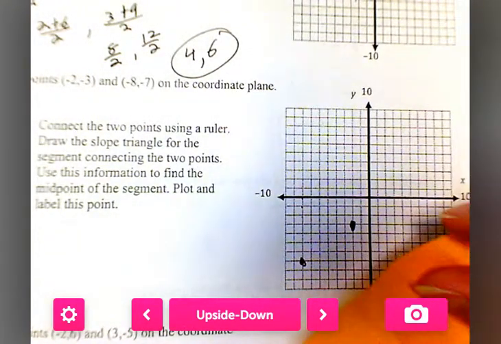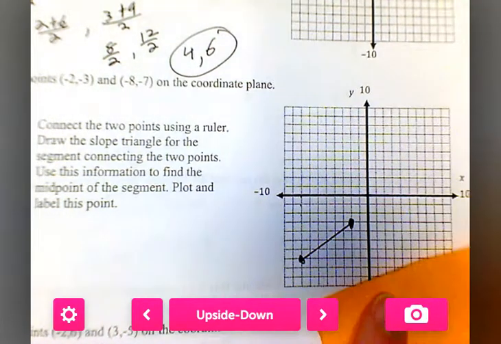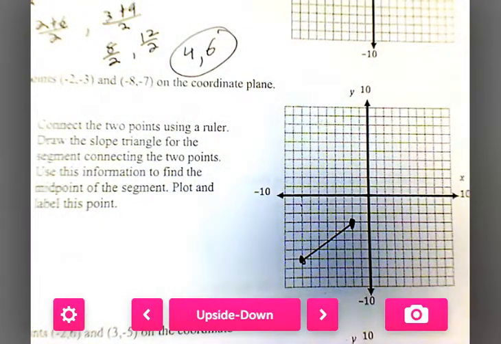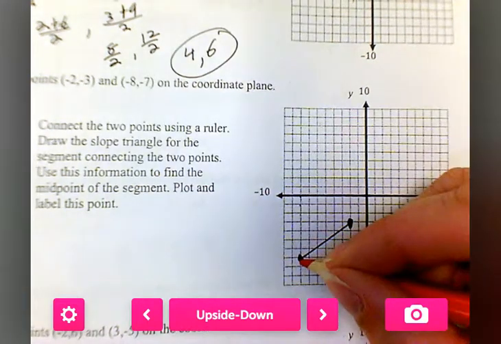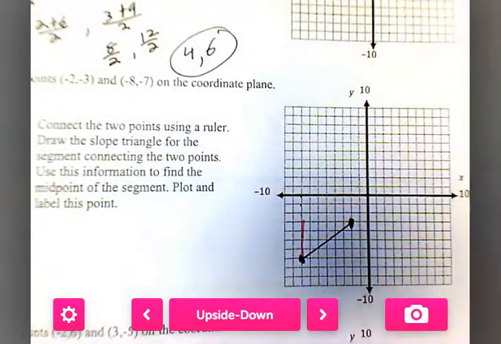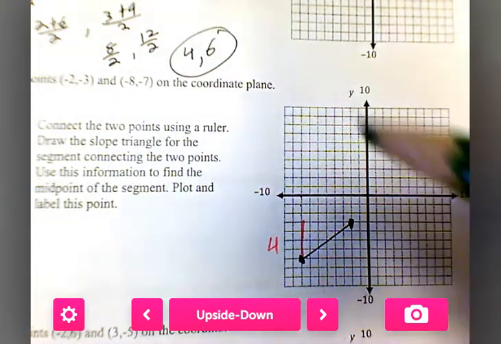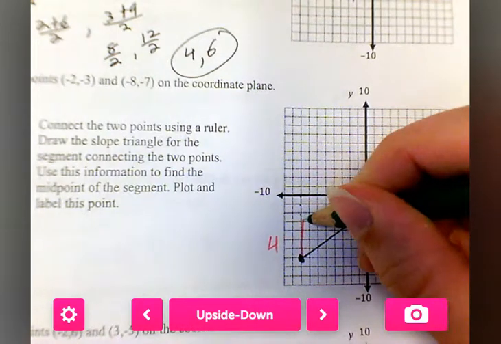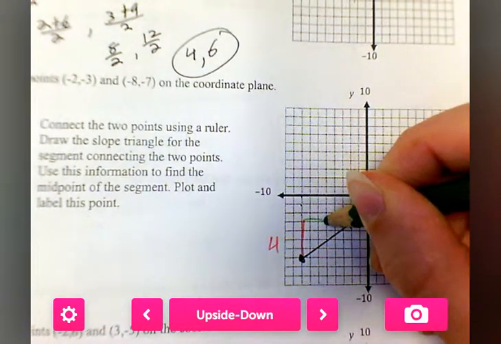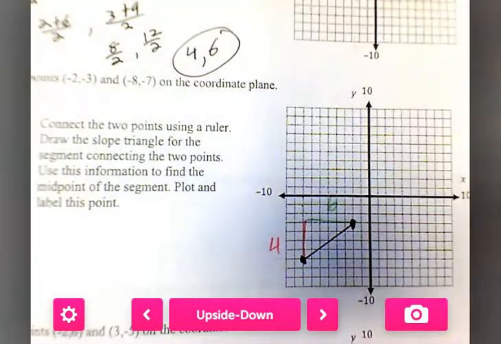And I'm going to draw a straight line. Okay. And then I'm going to go up 1, 2, 3, 4. Sometimes I even like to write how many I went up next to it so I don't have to count again. And I'm going to go over 1, 2, 3, 4, 5, 6. And I went over 6.